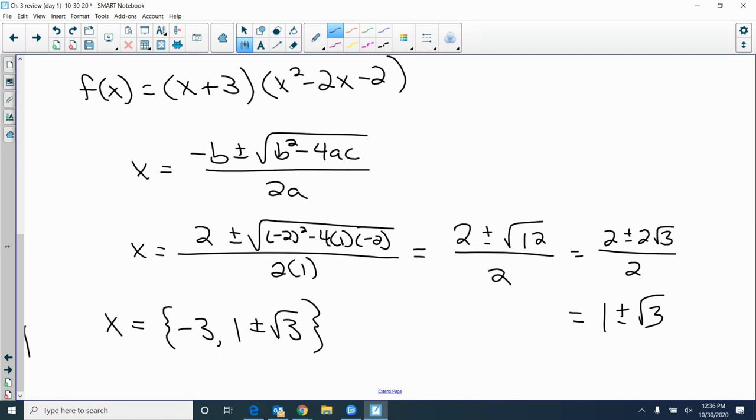How many times does it actually hit the x-axis? 3. It would only be once if those had i's. Square roots are still real numbers, so it still hits the x-axis.